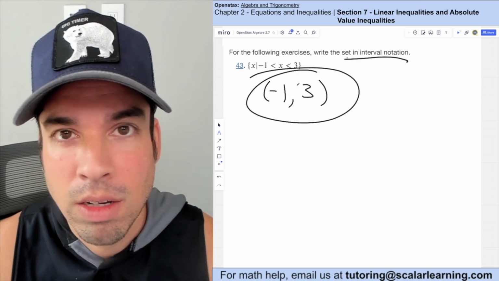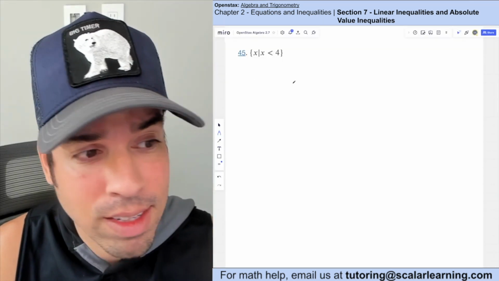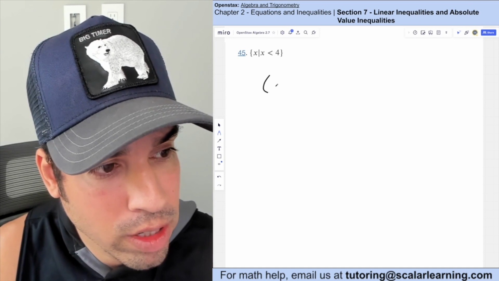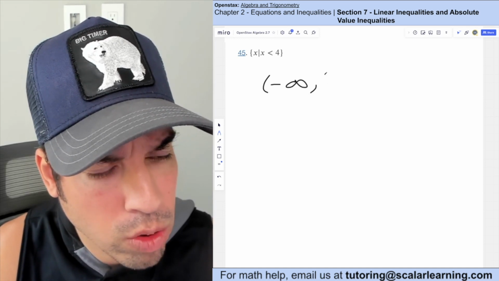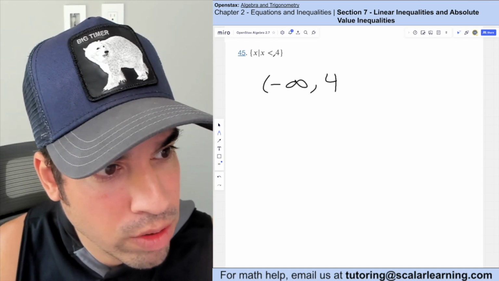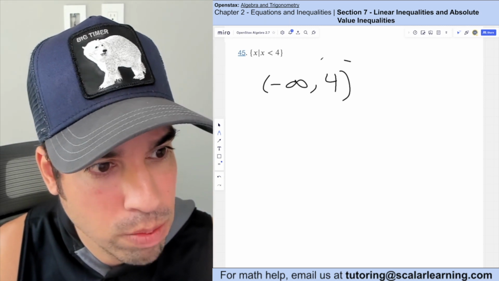It's everything from -1, not including, because it's greater than, not greater than or equal to, up to 3, another parentheses, boom, done. In this case, it's everything less than 4. So meaning we're starting at the bottom at -infinity, going all the way up to 4, but not including 4 because this is less than. So we put a parentheses, boom, done.